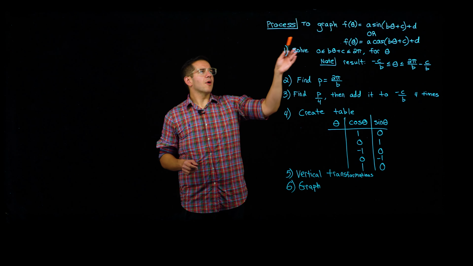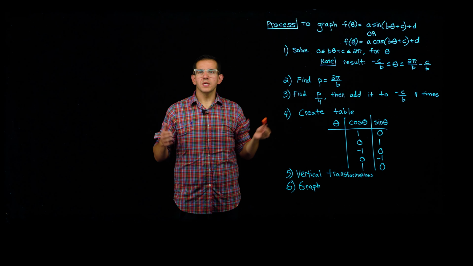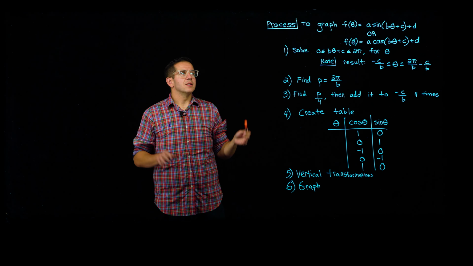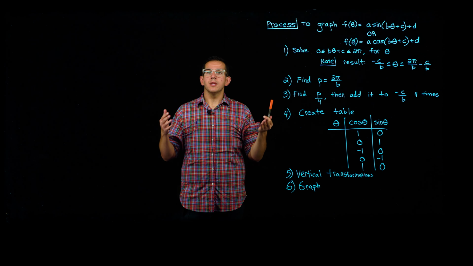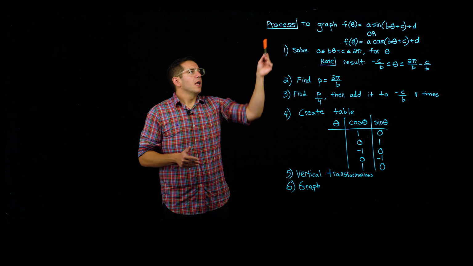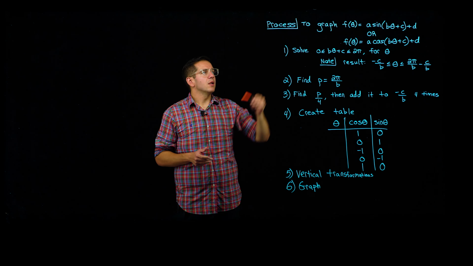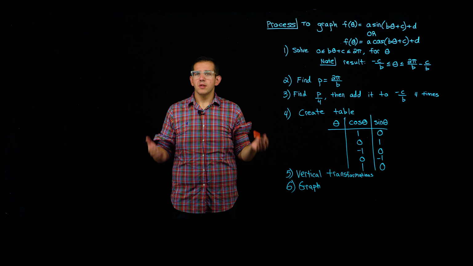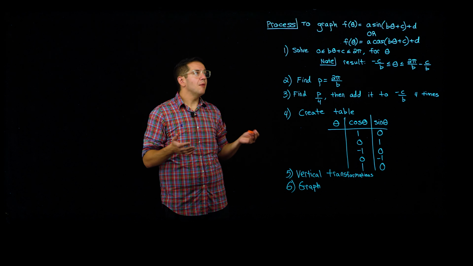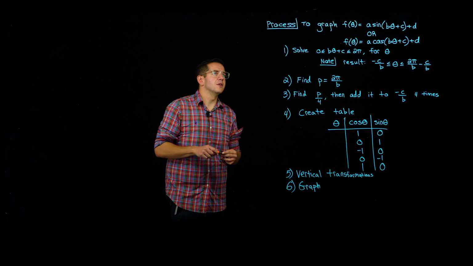So this is our process for graphing sine and cosine using the transformation method. The nice thing about this method is all you have to know is what the parent function looks like, which we've shown in other videos. If we know the parent function of sine and the parent function of cosine, then we can apply horizontal and vertical transformations to it to get the graph of a more complicated version of sine and cosine. And our process for this is as follows.